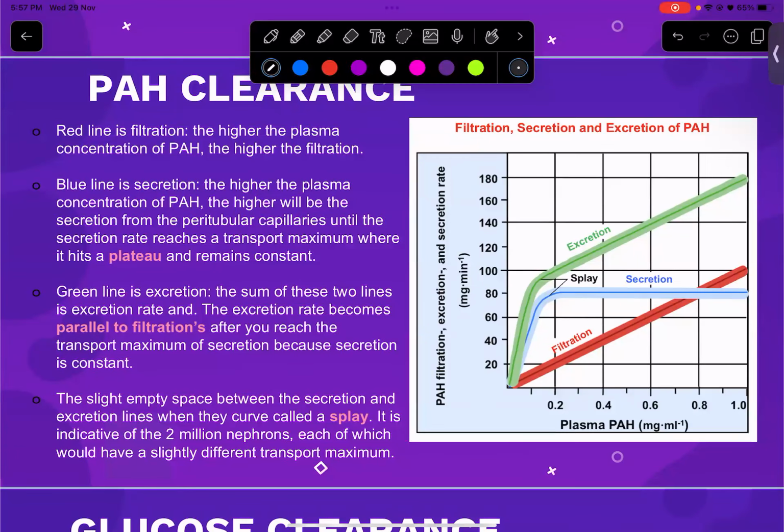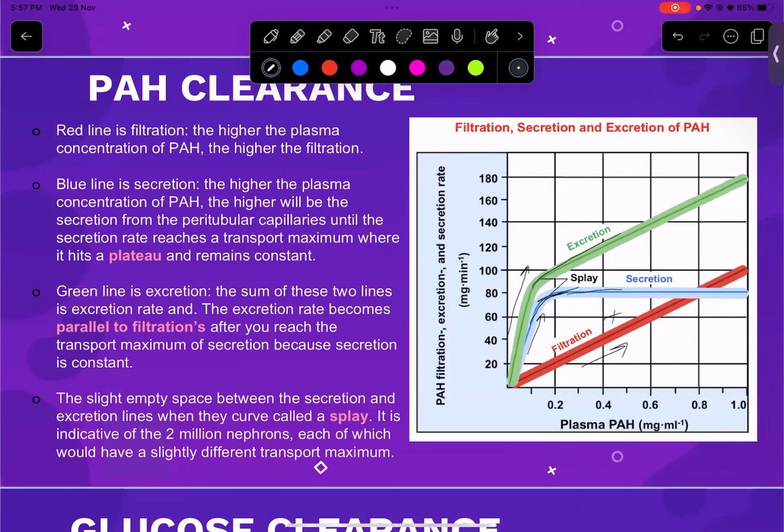If we turn everything I said into graph form, this is what it would show. The filtration is basically the red line. As the plasma PAH increases, the filtration will increase, and the same applies for the secretion. But at some point we reach the transport maximum, and it can no longer secrete any more PAH; PAH is left behind in the plasma, and the curve turns into a plateau and becomes constant. Excretion is the sum of the filtration and the secretion. We can see the excretion increases as the plasma PAH increases, but when the secretion reaches its transport maximum, the excretion will also curve around.